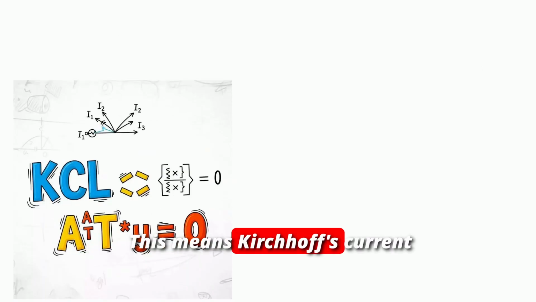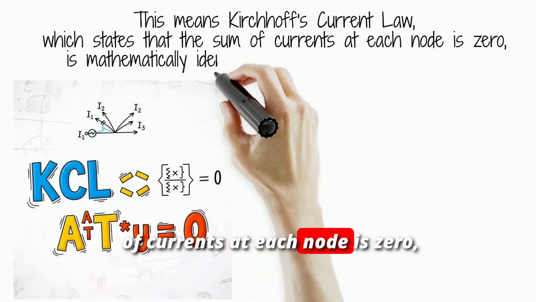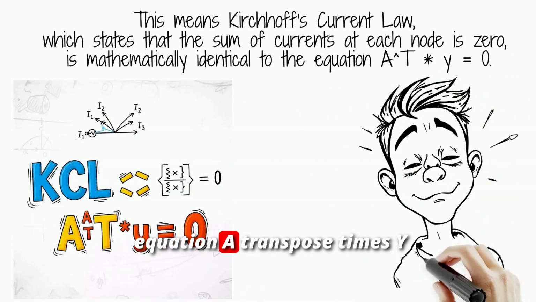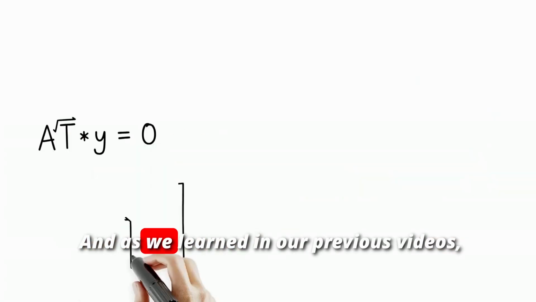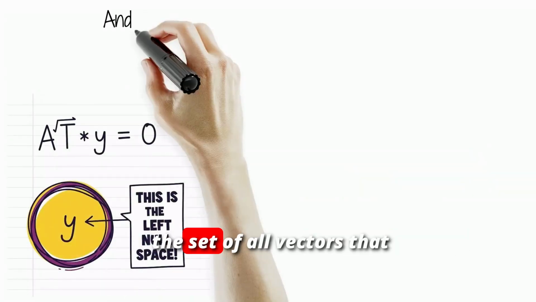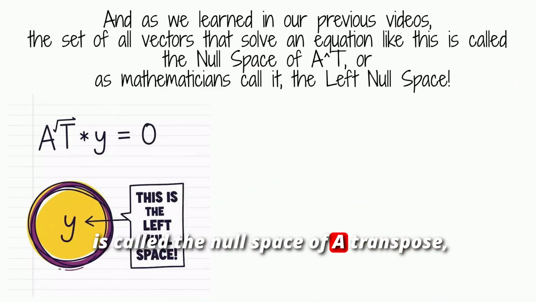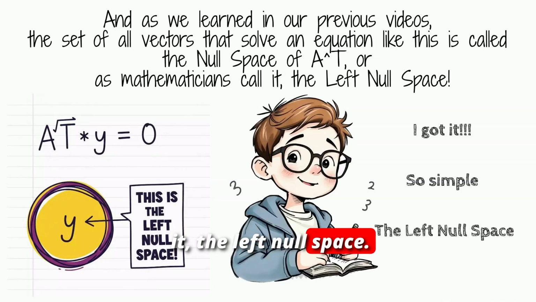This means Kirchhoff's current law, which states that the sum of currents at each node is 0, is mathematically identical to the equation A transpose times y equals 0. And as we learned in our previous videos, the set of all vectors that solve an equation like this is called the null space of A transpose, or as mathematicians call it, the left null space.